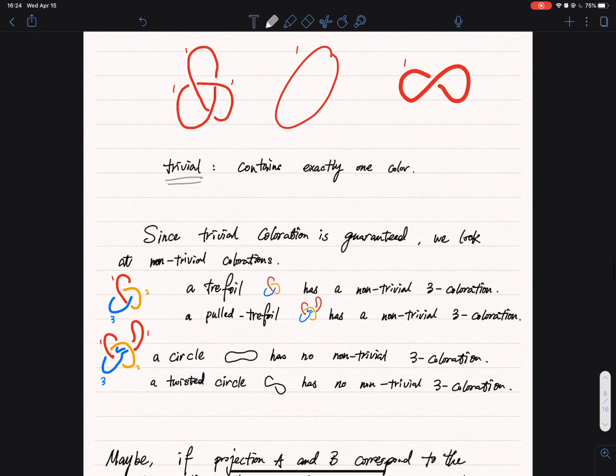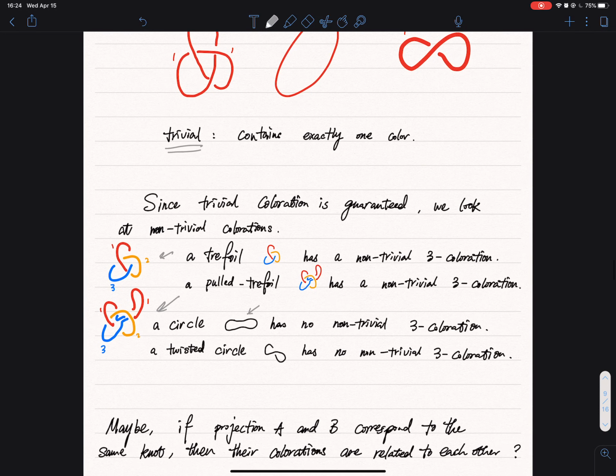Instead, the non-trivial 3 coloration is much more interesting because some knots, for example, the circle, will never admit any non-trivial 3 coloration. For this trefoil, though, we do have one. If you distort this trefoil a little bit, you will still get a non-trivial 3 coloration.